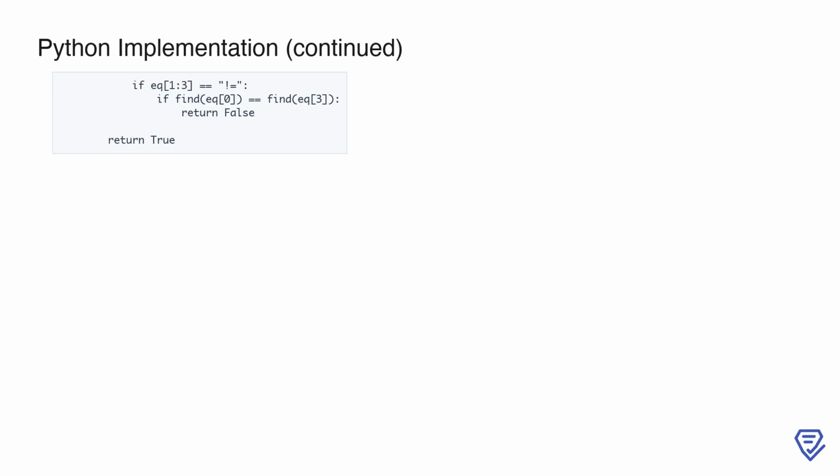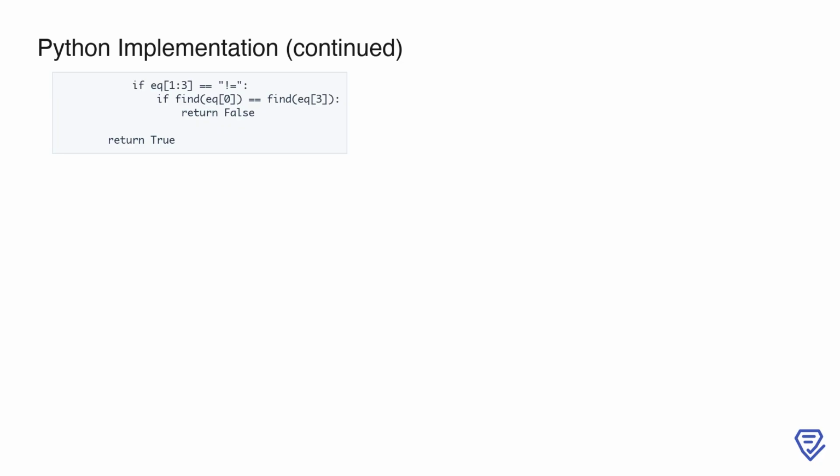For each of these equations, we check whether the two variables being compared have the same root using the find function. If they do, it means there's a contradiction because two variables that are supposed to be unequal are found in the same set, so we return false. If no contradictions are found after processing all equations, we return true, indicating that the equations can be satisfied.